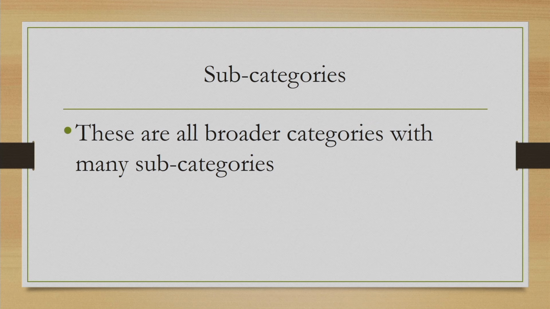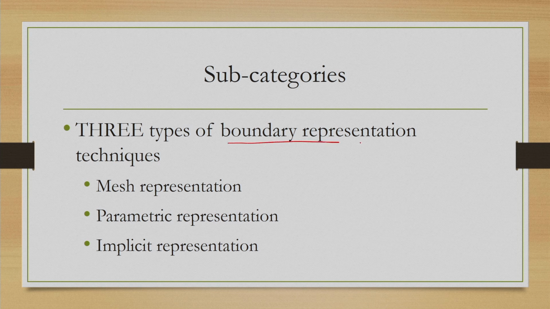Whatever we have discussed so far are the broad categories. Now, some of these categories have subcategories as well. For example, boundary representation techniques have 3 types of sub techniques. One is mesh representation, which is most common. We have parametric representation, and the third one is implicit representations.